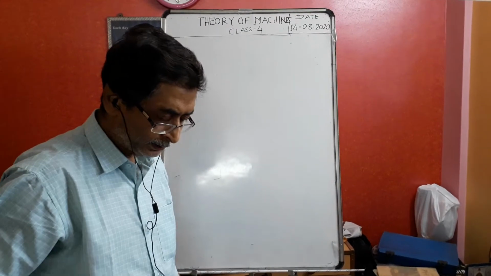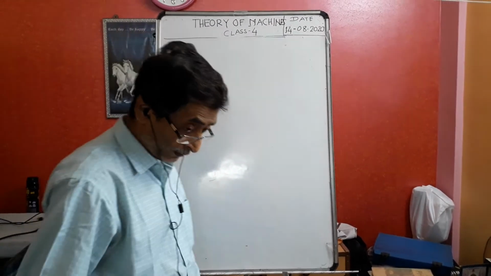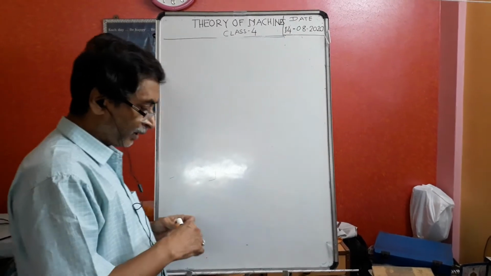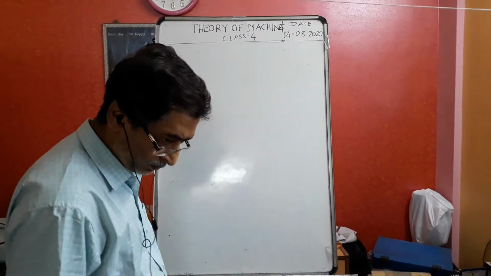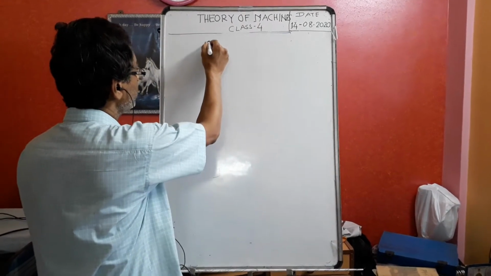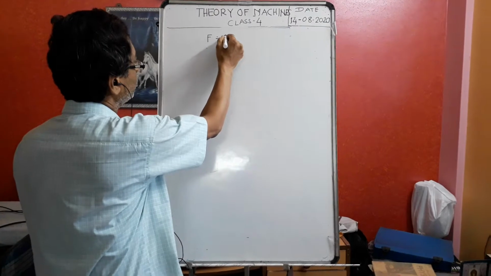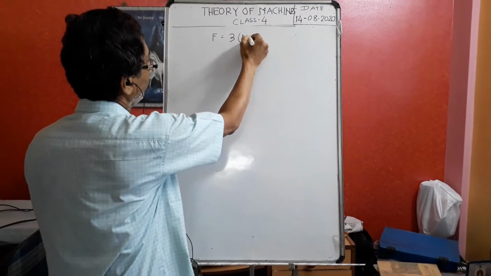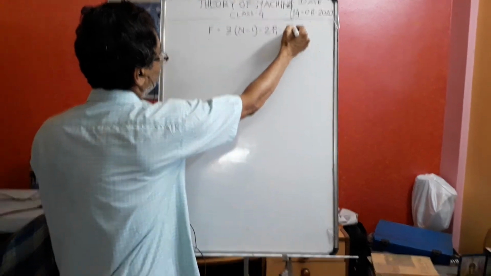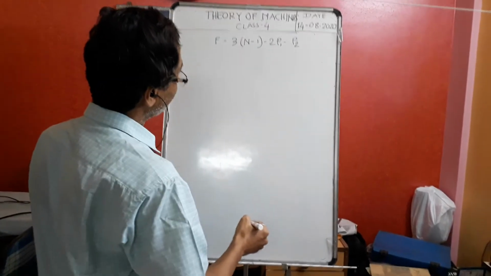This is 1, then that mechanism will have constrained motion. We have discussed Grubler's criterion for degree of freedom. We have found the equation: F is equal to 3(n minus 1) minus 2p1 minus p2. This is Grubler's criterion.